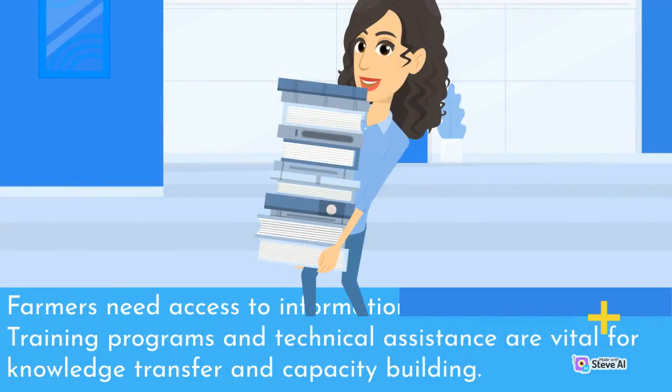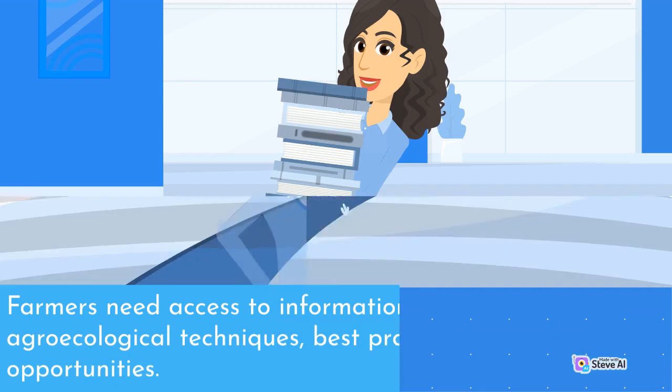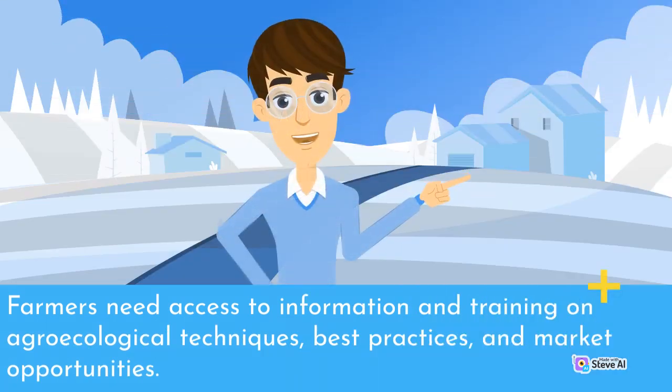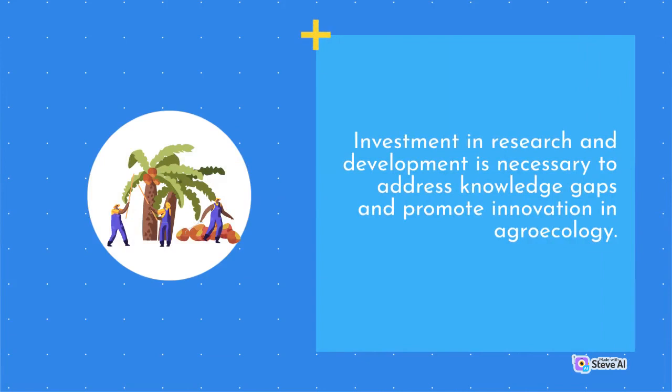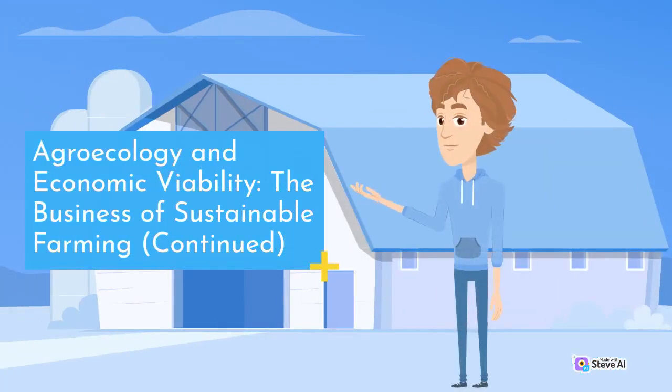Training programs and technical assistance are vital for knowledge transfer and capacity building. Farmers need access to information and training on agroecological techniques, best practices, and market opportunities. This can be done through farmer field schools, extension services, and partnerships with agricultural research institutions. Investment in research and development is necessary to address knowledge gaps and promote innovation in agroecology. Agroecology and economic viability, the business of sustainable farming, continued.